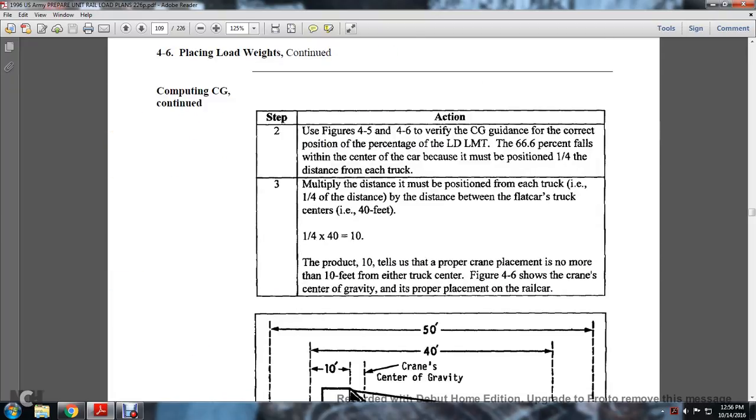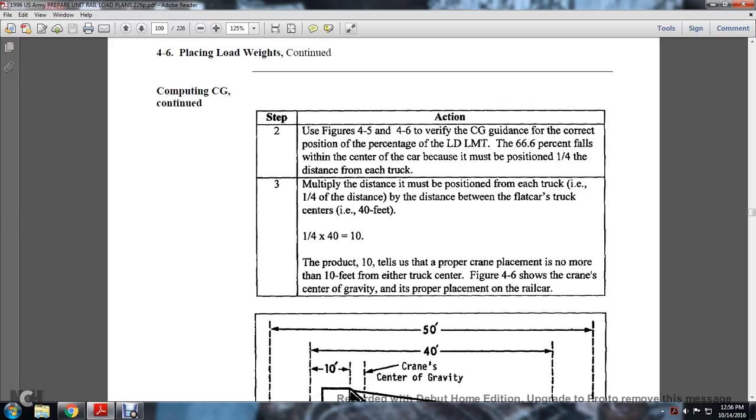Step 2: use Figure 4.6 to verify the center of gravity guidance for the correct position. The percentage of the load limit, 66.6%, falls in the center of the trucks, because the position is 1/4 of the distance from each of the trucks. Multiply the distance between the truck centers, 40 feet, by 1/4. One quarter of 40 is 10 feet.